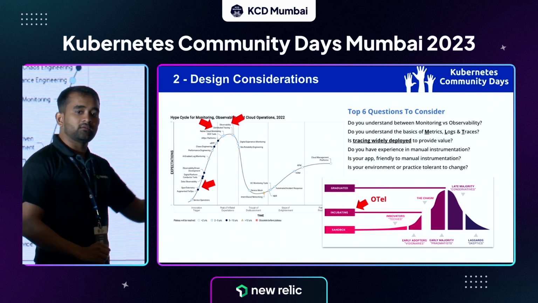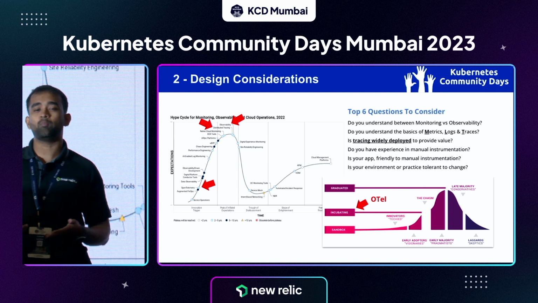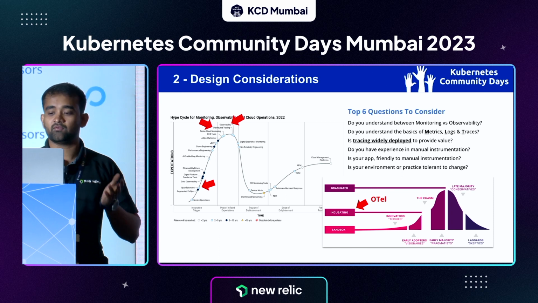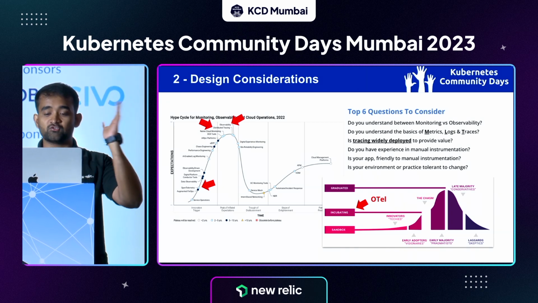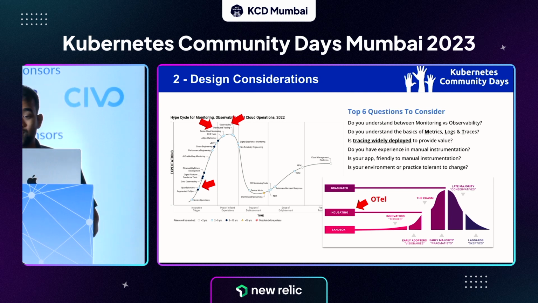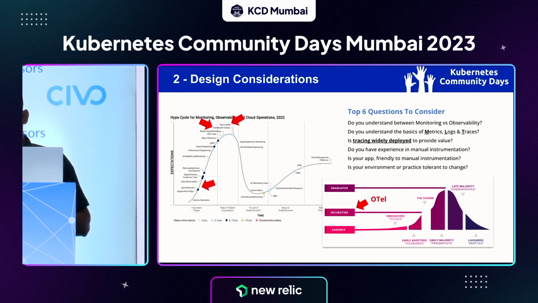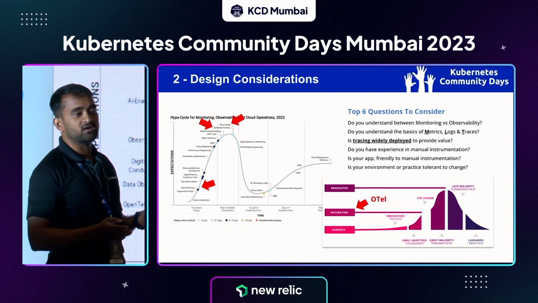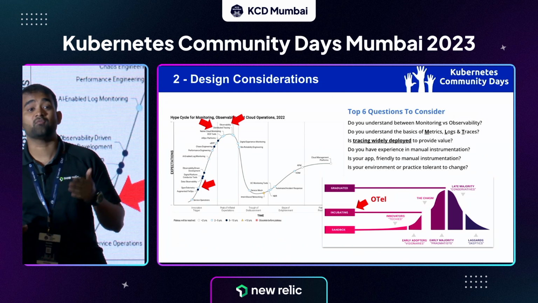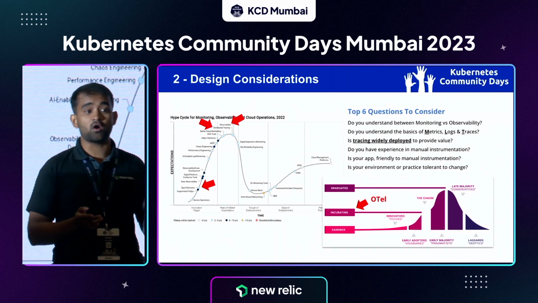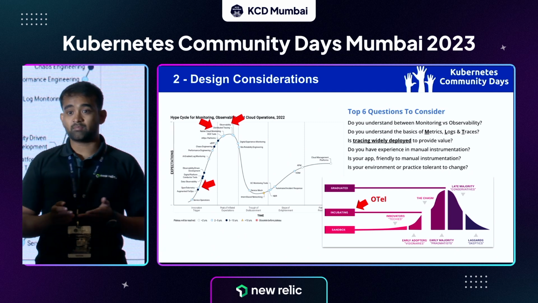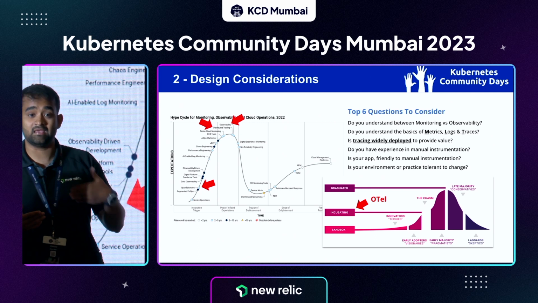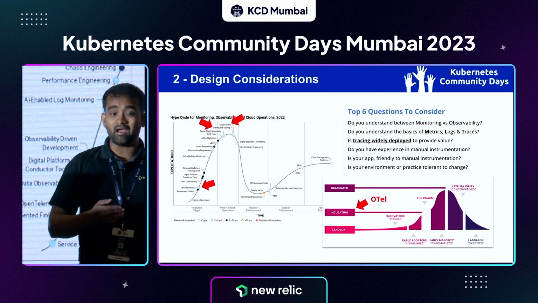So before you start planning and implementing OpenTelemetry with your applications, here are 6 questions that you need to ask yourself or have an answer to before you actually use OpenTelemetry. The first one would be, do you understand the difference between monitoring and observability? You really should understand that observability is not just an extended form of modern monitoring. It's not just up or down, red or green. Observability is much more. You need to have a deeper understanding of what observability is and what your end goal is with observability.